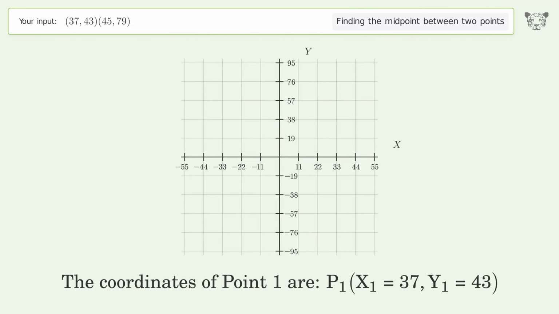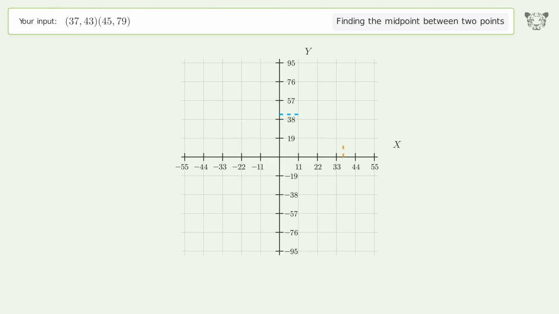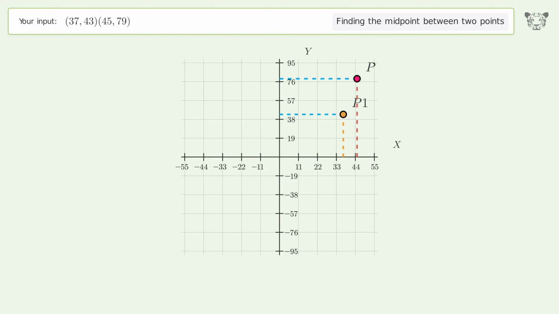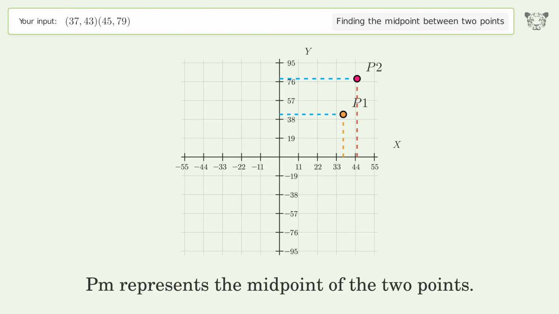The coordinates of point 1 are x1 equals 37, y1 equals 43. The coordinates of point 2 are x2 equals 45, y2 equals 79. PM represents the midpoint of the 2 points.